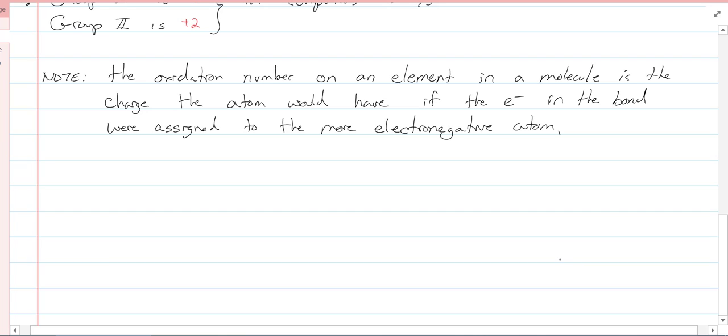Let's define reduction and oxidation as well. So reduction, a lot of times I'll label it red. And reduction is the gain of electrons.